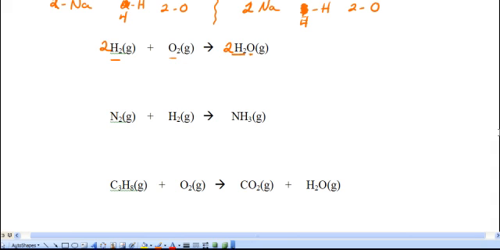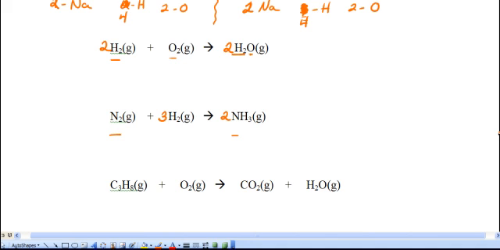The production of ammonia. You have nitrogen gas and hydrogen gas producing the ammonia. I have 2 nitrogens on the reactant side. I only have 1 nitrogen on the product side, so I'm going to put a 2 out front. I now have a total of 2 times 3 gives me 6 hydrogens on the product side, and I have only 2 hydrogens on the reactant side, so I'm going to put a 3 out front. So now I have 2 nitrogens and 6 hydrogens on both the reactant and the product side.